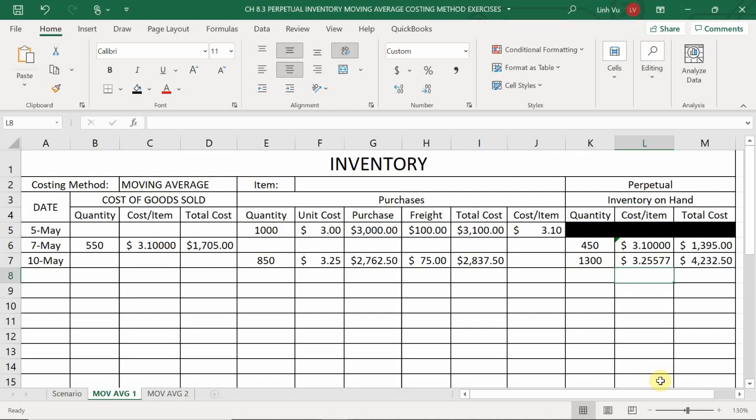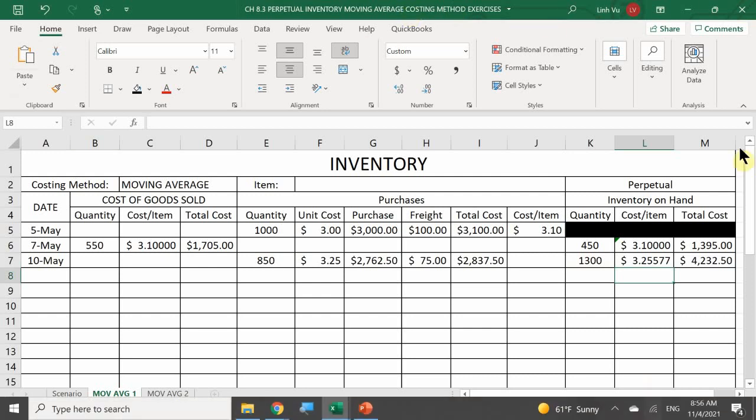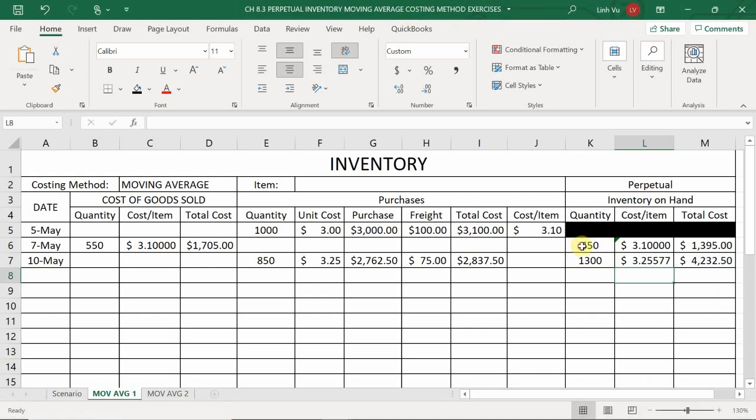3.25577. So this is what I mean by as we keep adding our numbers, we have a new total cost with a new total quantity. It's going to change the cost per item drastically. Okay, so in this case, there it is. It's now an unrounded number. And what I'm going to do here is I'm going to block this section off so I don't get confused on what number to use. Okay.